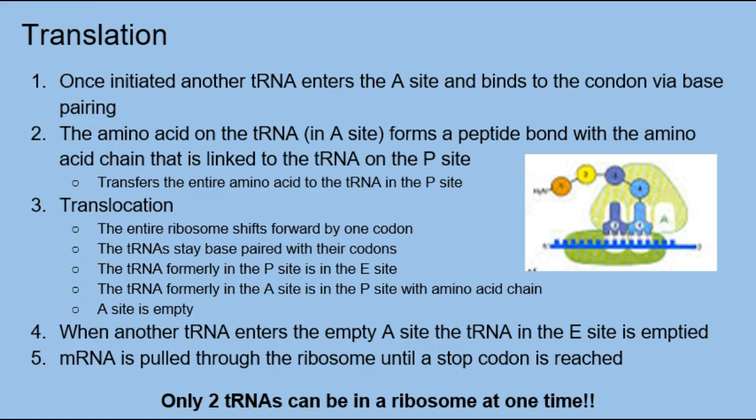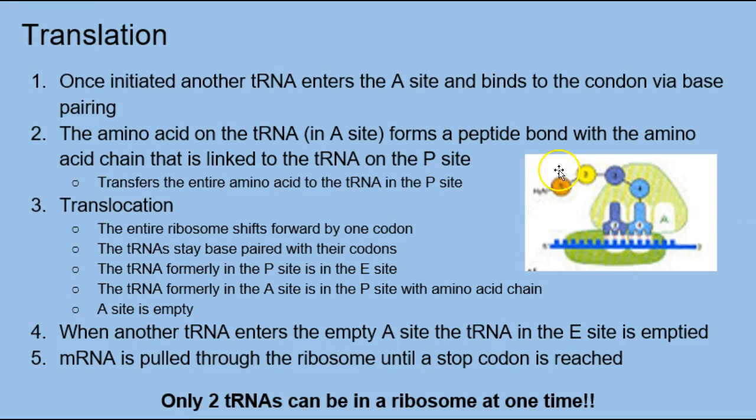Once translation is initiated, another tRNA enters the A site and binds to the codon via base pairing. The amino acid on the tRNA that's in the A site forms a peptide bond with the amino acid chain that is linked to the tRNA on the P site. This transfers the entire amino acid chain to the tRNA in the A site.